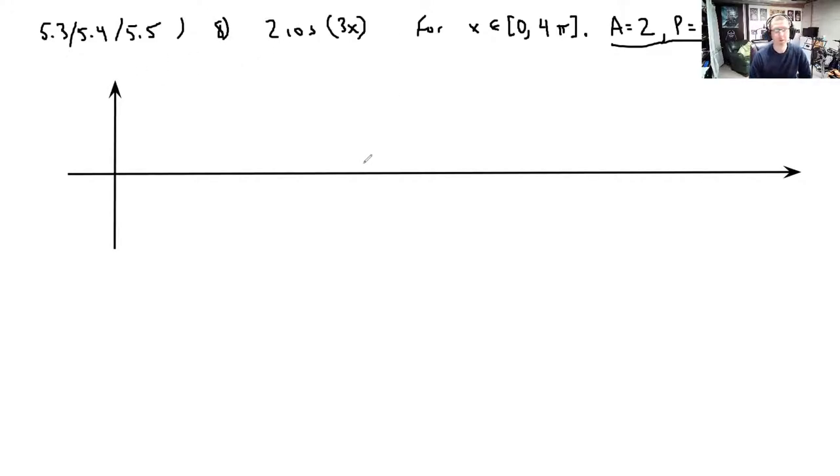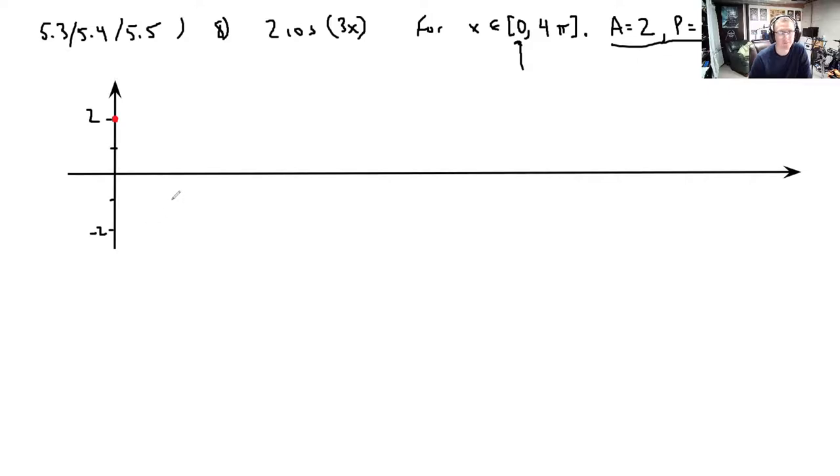So the first question we need to ask ourselves is, where does this start? So when x is 0, where does cosine start? Cosine of 0 is always 1. So this starts at a height of 2. So 1, 2. Okay, so I'm going to also put some tick marks down here for negative 1, negative 2, because our cosine is going to go down to negative 2 at certain angles.